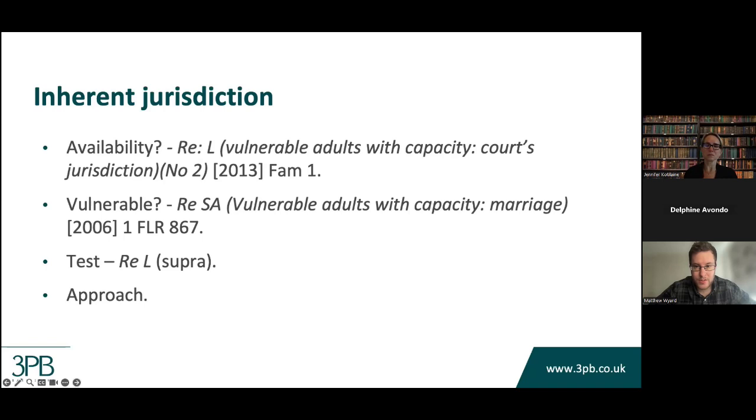That case gives three examples as a non-exhaustive list of when someone will be considered vulnerable for the purposes of exercising the inherent jurisdiction. Firstly, when they are under constraint. Secondly, whether they are subject to coercion or undue influence. Or thirdly, for some other reason, they're deprived of their capacity to make the relevant decision or disabled from making a free choice. How does that come across in practice?